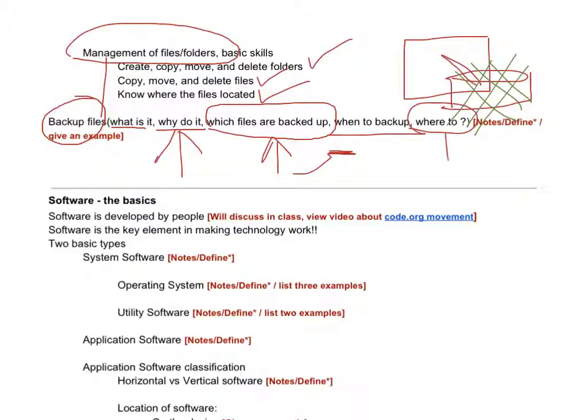Now, this will be important. Where do you back up? Some people burn their information on a DVD. Some people put it on an external hard drive and connect it to their computer. Alright, let's look at some examples.